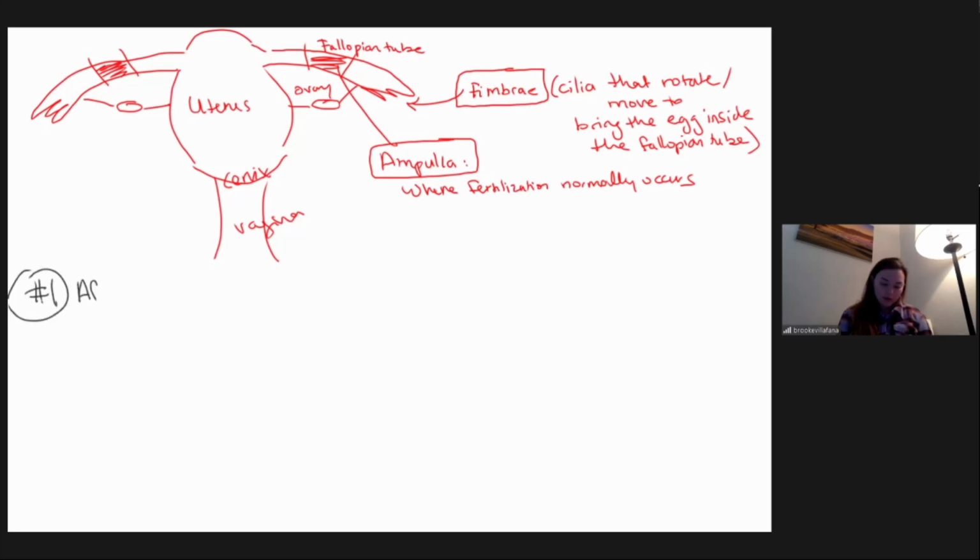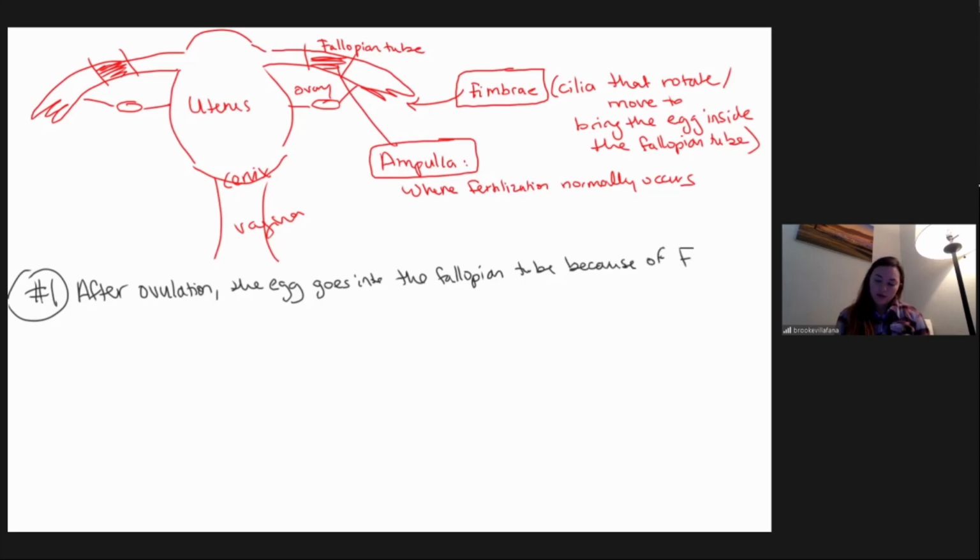So after ovulation, the egg goes into the fallopian tube because of fimbriae. So like I said, fimbriae are kind of like sitting there with these cilia, and they create kind of like a current or water that causes that egg to be attracted into the fallopian tube. Good. So that egg migrates into the fallopian tube.